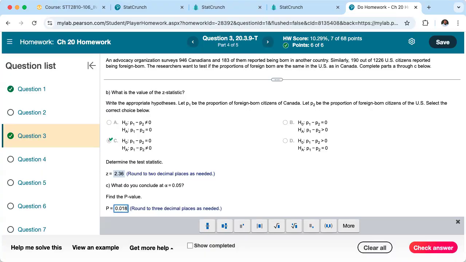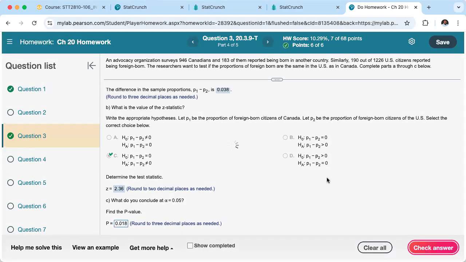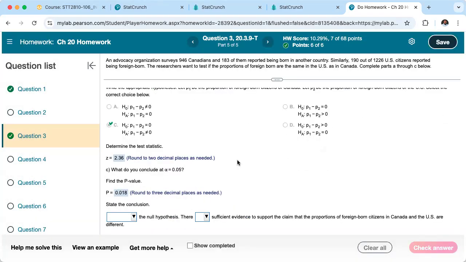0.018, because they want me to round it to what? 3 decimal places. Then now we have to state the conclusion. And then you can see from here, you were given an alpha level of what? 0.05. I've already talked about this. I've repeated it many times.